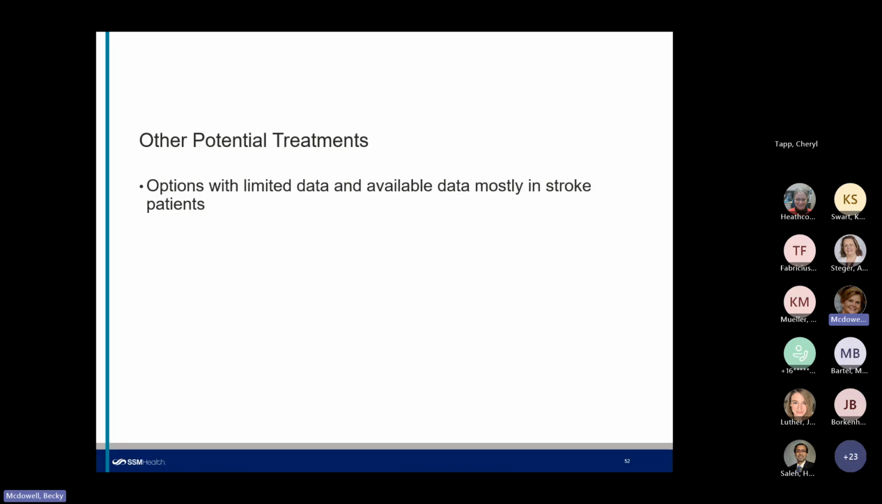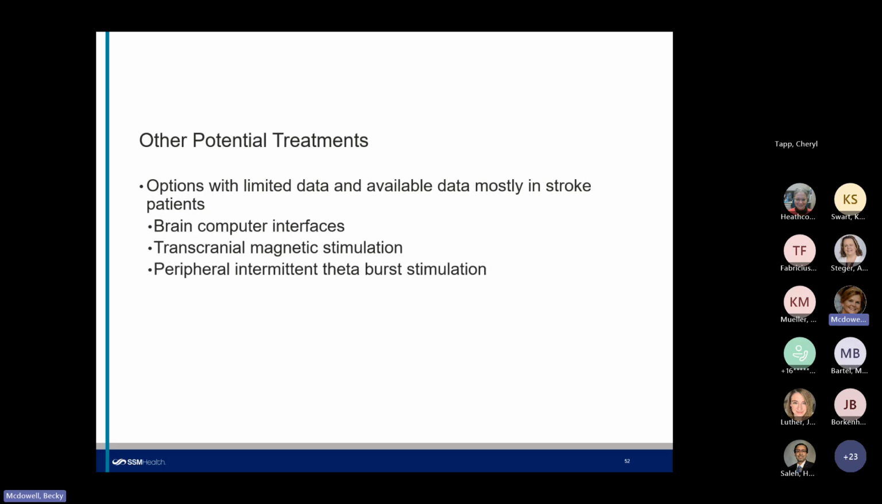Other things that I have looked up are mostly studied in the stroke populations. This includes brain-computer interfaces, transcranial magnetic stimulation, peripheral intermittent theta burst stimulation, and deep brain stimulation.